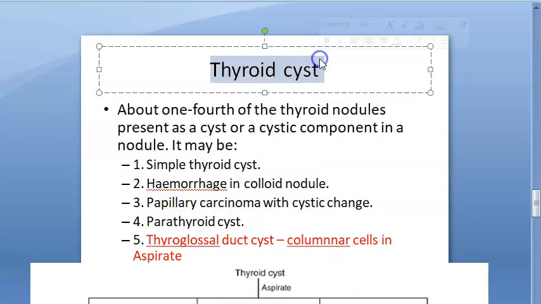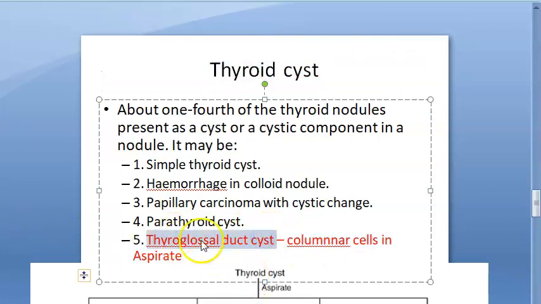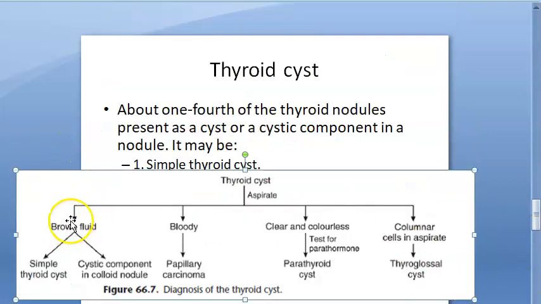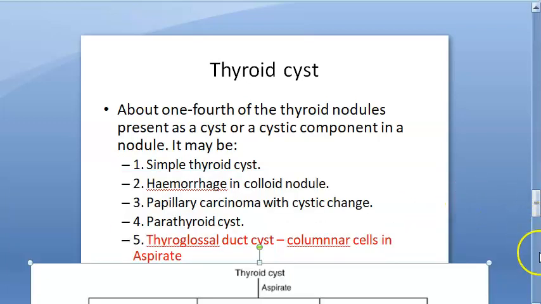So in thyroid cyst, what you will do, you will aspirate the content. If it comes as columnar cells, then you know that it is thyroglossal duct cyst. Otherwise, it can be a parathyroid cyst, papillary carcinoma with cystic change, hemorrhage in a colloidal nodule, or simple thyroid cyst. So many differentials can be there. So look at this table where they have told you: if it is brown fluid, what will it be? If it's bloody fluid, it will be carcinoma. If it is clear and colorless, it can be parathyroid cyst. If it is columnar cells, then you'll have thyroglossal cyst. So I think you have had an overdose of differentials.